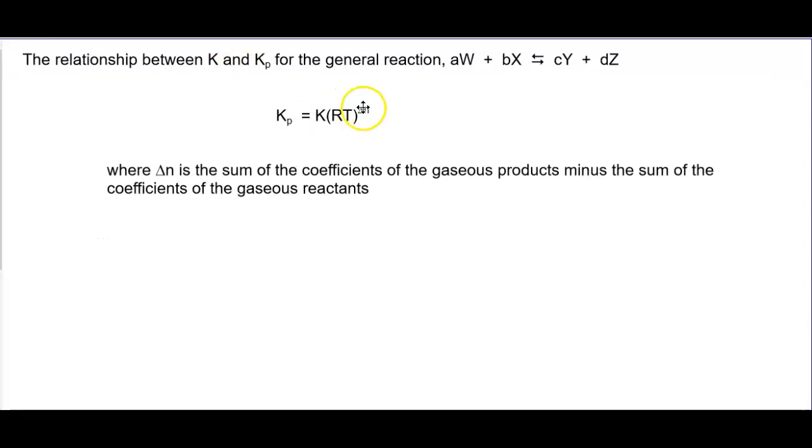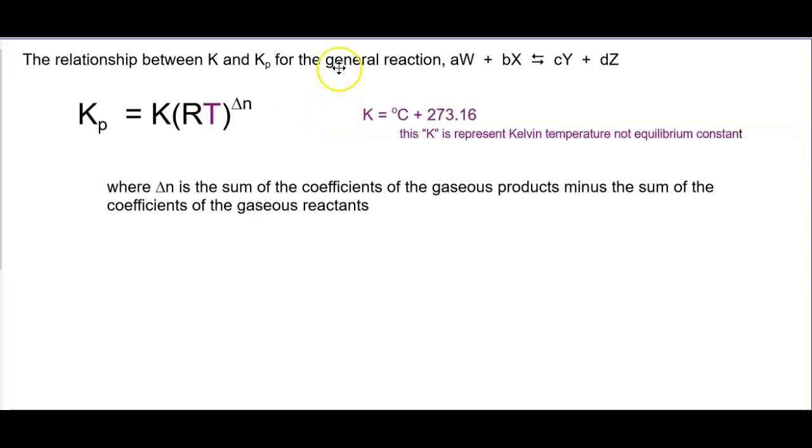Let's go back here. And remember that T has to be in Kelvin, so you have to convert T. Kelvin equals degrees Celsius plus 273.16. So take your degrees Celsius, add 273.16 to it, apply sig fig rules, and plug in the proper temperature. Please note that this K and this K, or the other K, are not the same. This represents Kelvin temperature, a unit. This represents the equilibrium constant.